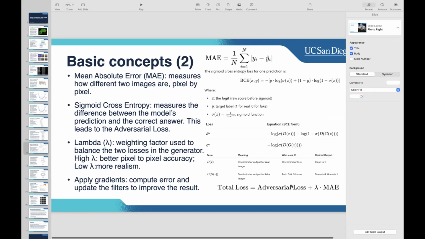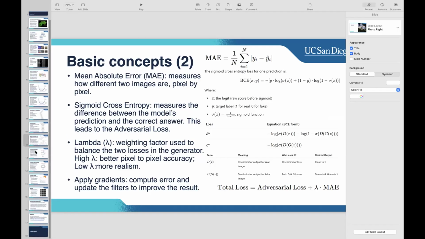And there's also a parameter called lambda. This is the weighting factor used to balance two losses in the generator. For example, the total loss is defined by this adversarial loss plus lambda times MAE. A high lambda means better pixel accuracy, but maybe at the sacrifice of realism. And a low lambda means realism is more important here.